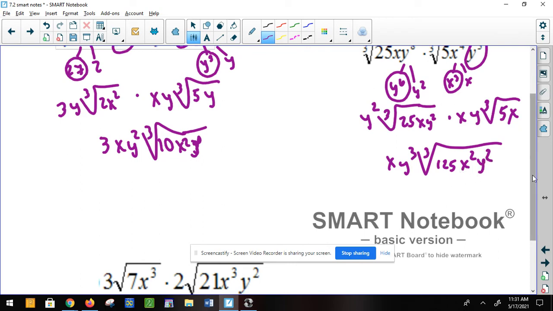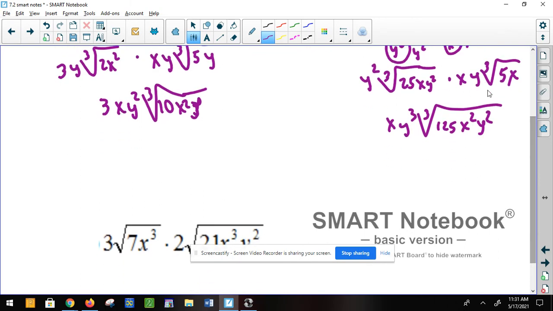Here you do have another step to simplify, because now once you multiply them together, that 125 is now a perfect cube. The x squared and the y squared can't do anything with that. So cube root of 125 is 5. That'll just come out as part of the coefficient. And you end up with 5xy cubed, cube root of x squared y squared.